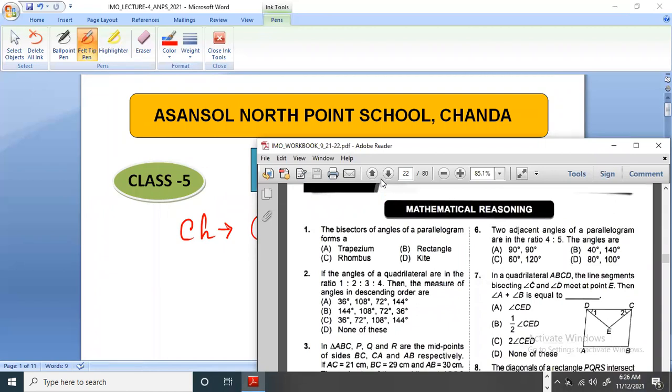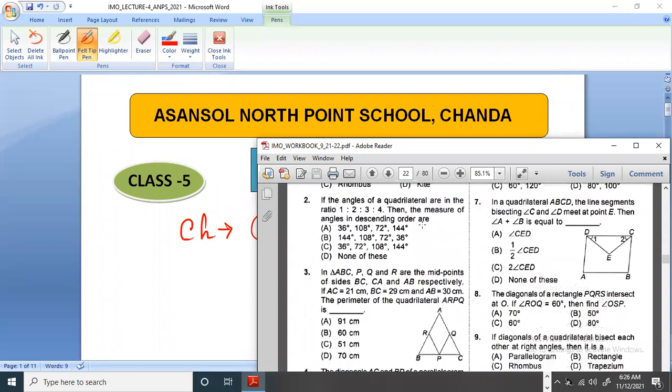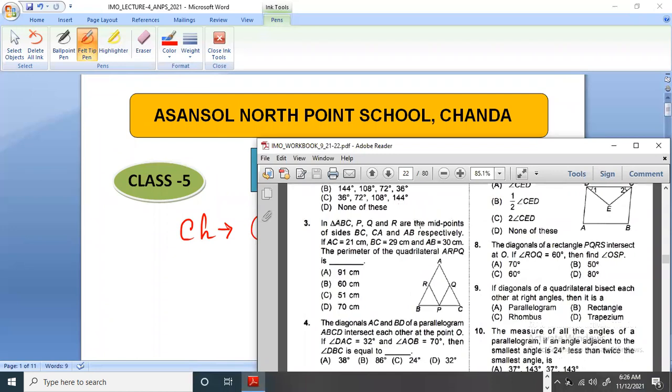Bisectors of angles of a parallelogram. This is very easy. What is the bisector? Rectangle, right? Bisectors of angles of a parallelogram form a rectangle. This is actually a statement, or a theorem rather. You must remember this. Next, this is quite easy. We have solved this kind of sum in our regular classes.